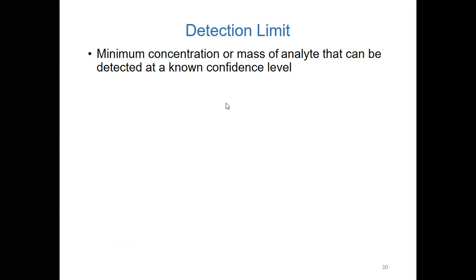Okay, detection limit. Detection limit is the minimum concentration or mass of analyte that can be detected at a known confidence level.